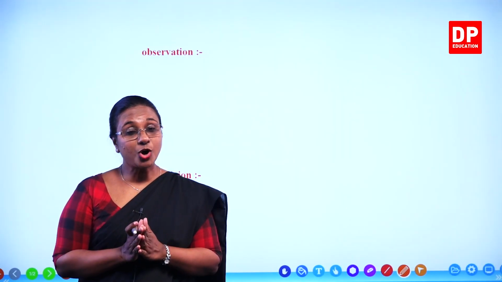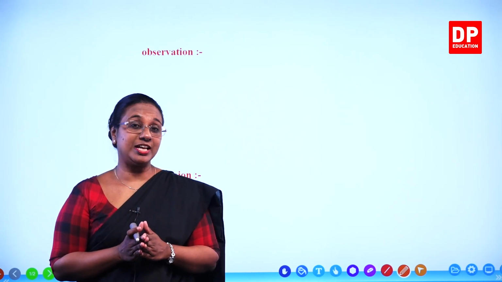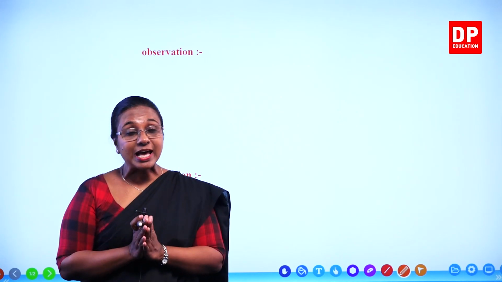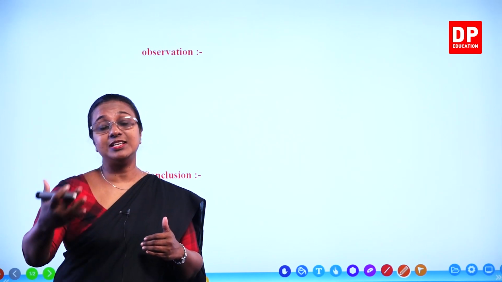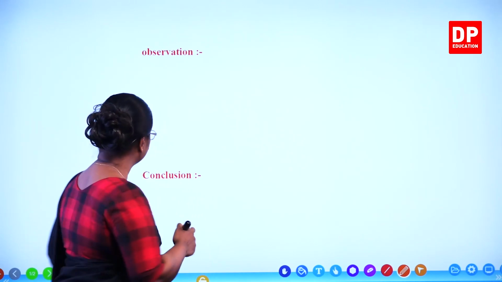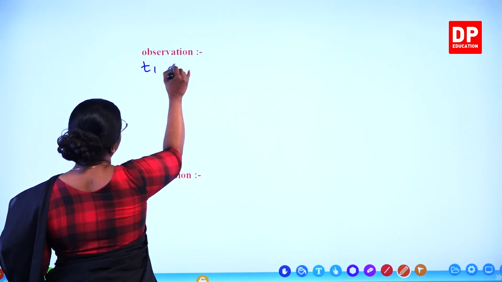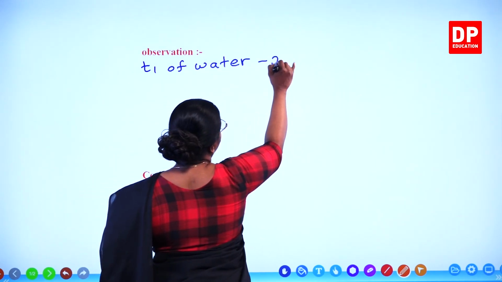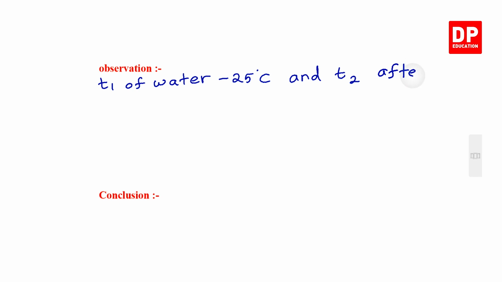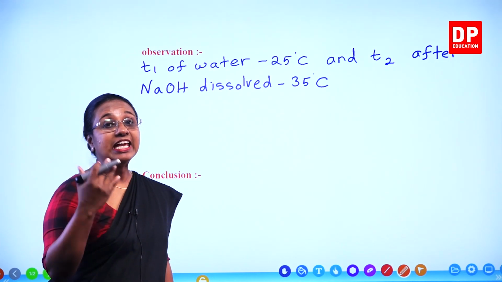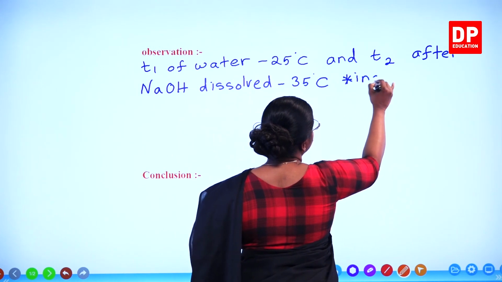Okay, students. So you were able to observe what happened when we try to dissolve sodium hydroxide in water and ammonium chloride in water. So what happened when sodium hydroxide dissolved in water? Initially the temperature of water was 25 degrees, and once it dissolved, the temperature became 35 degrees Celsius. So you can remember the T1 of water, 25 degrees Celsius, and T2 after sodium hydroxide dissolved. So there the temperature was 35 degrees Celsius. So what did you all observe? You observed an increase in temperature. So that means increase in temperature.